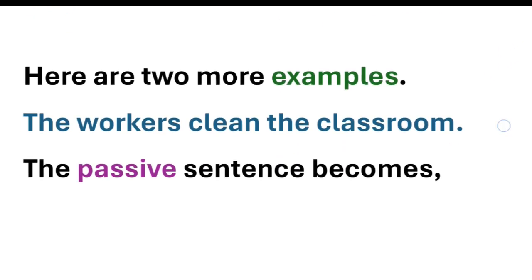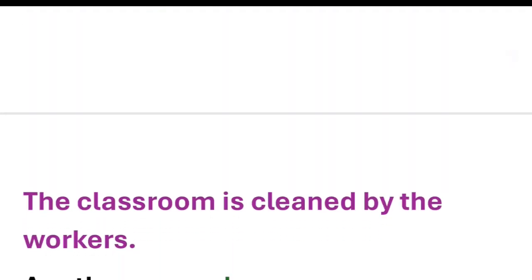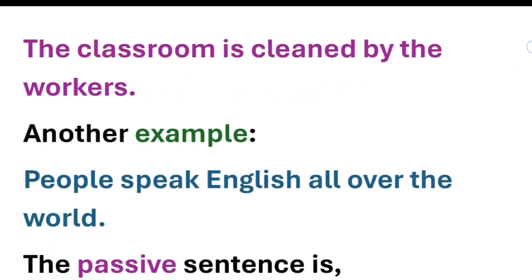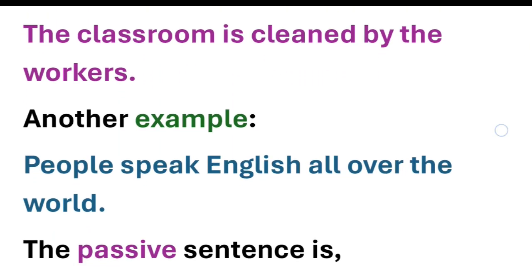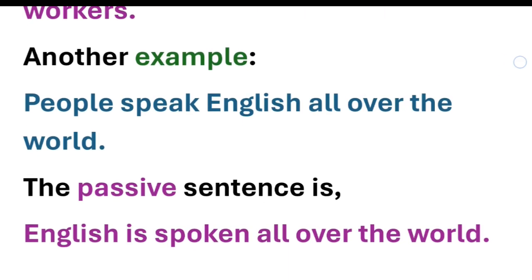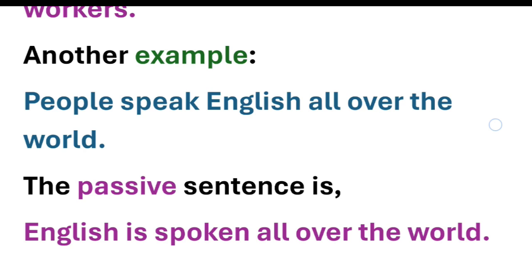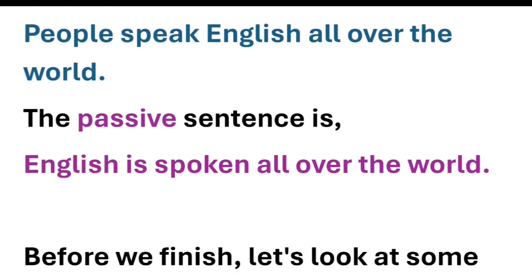The workers clean the classroom. The passive sentence of this becomes the classroom is cleaned by the workers. Another example that we have is people speak English all over the world. If we have to make passive of this, we can say English is spoken all over the world, by focusing on the object, which is English.